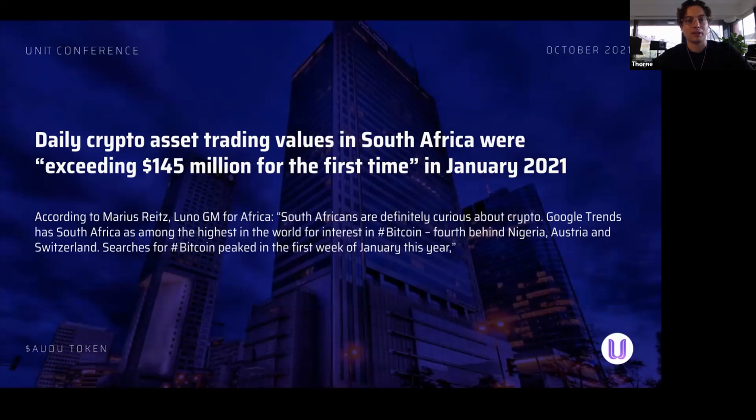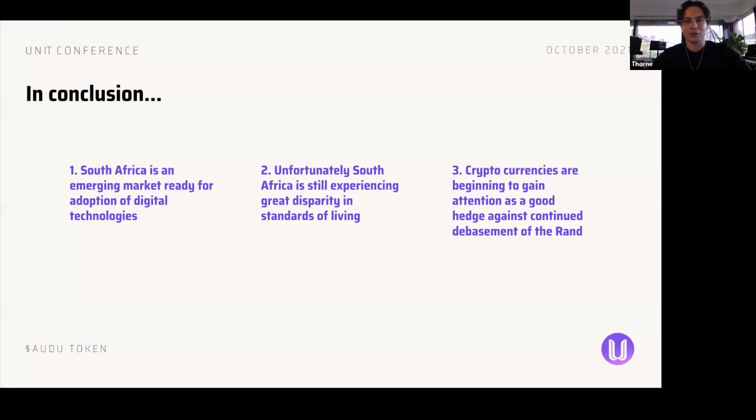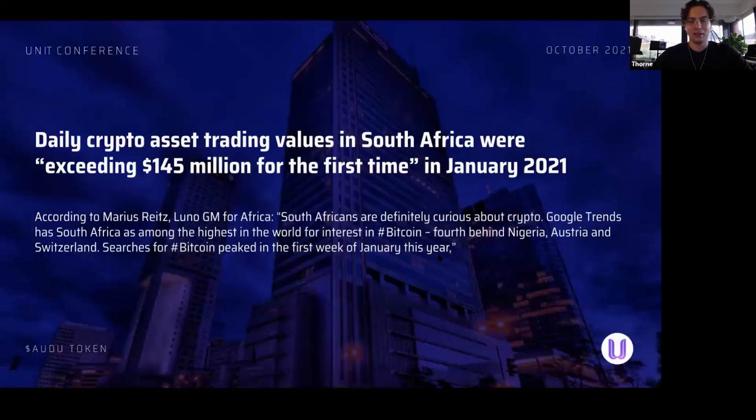Daily crypto asset trading values in South Africa exceeded 145 million for the first time in January 2021, which is absolutely awesome. And I think this is only going to increase. We're kind of seeing this exponential adoption curve now. And I am just going to burn through these because I've only got 2 minutes left. Sorry, I've been chatting on too long.